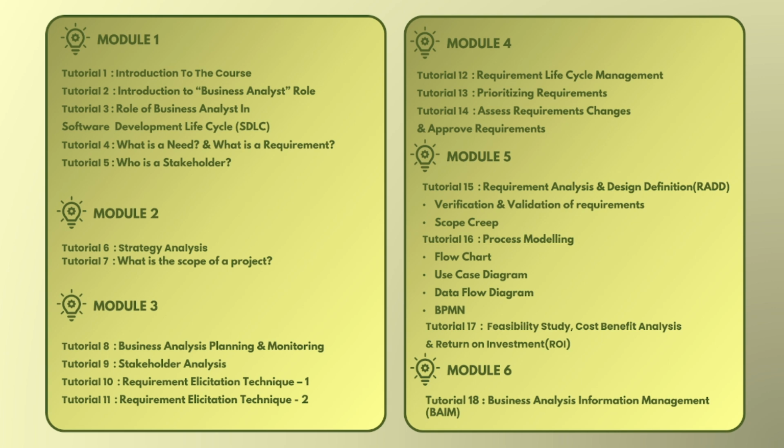In Module 5, Requirements Analysis and Design Definition, we covered defining and validating requirements, avoiding scope creep, designing effective solutions, using process modeling to improve workflows, and assessing project feasibility through cost-benefit analysis and ROI methods. Whereas in Module 6, Business Analysis Information Management, we learned how to organize, store, and manage business analysis information effectively. We also covered traceability, accessibility, and reuse to support better collaboration and decision making.